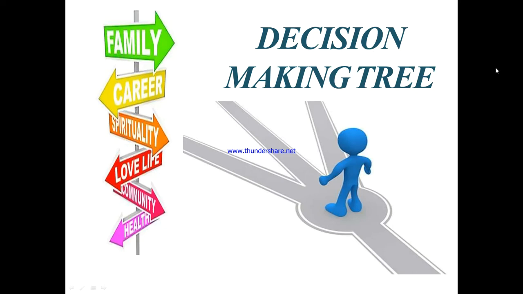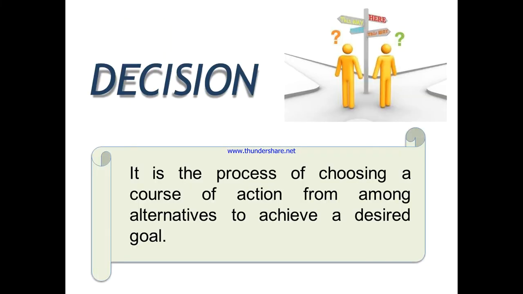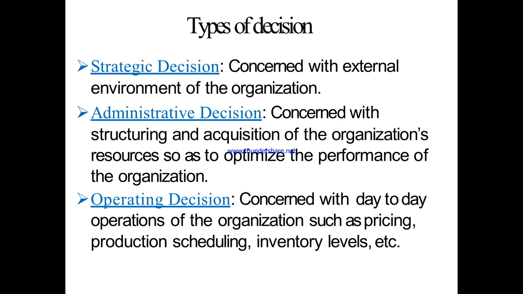I will explain the decision tree and how to make a decision tree. A decision is the process of choosing a course of action from among alternatives to achieve a desired goal. Types of decision: strategic decisions are concerned with the external environment of the organization.